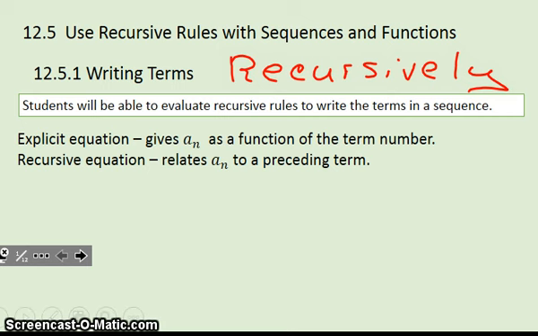Alright, so up until now, as we've been studying sequences, we have been using explicit equations. Explicit equations are when we express the term in terms of the term number, n. The new thing that we're going to do today is use recursive equations, and recursive equations relate each term to the previous term.